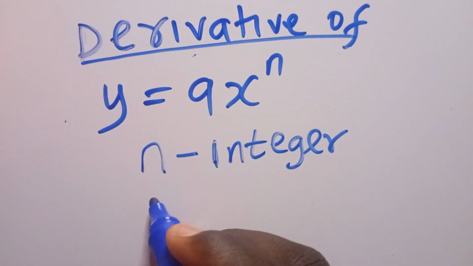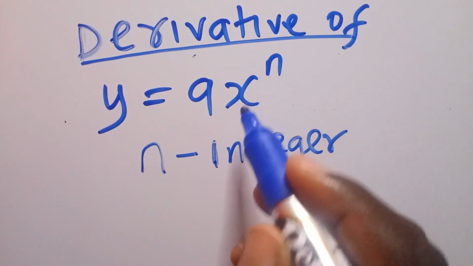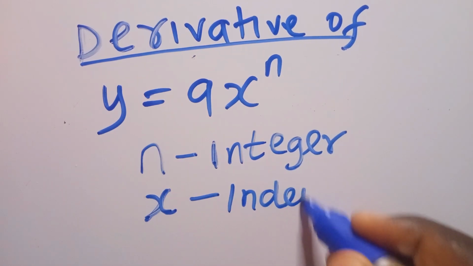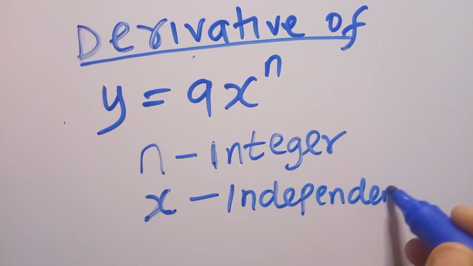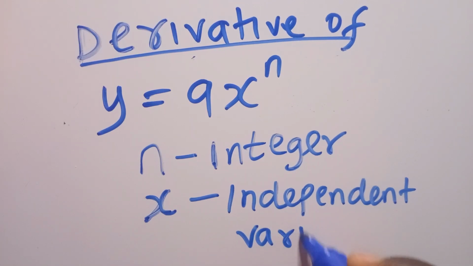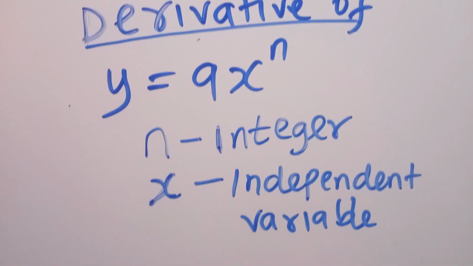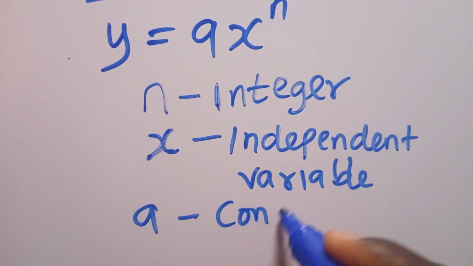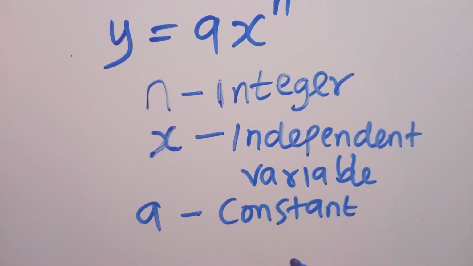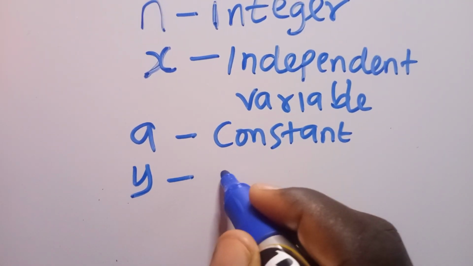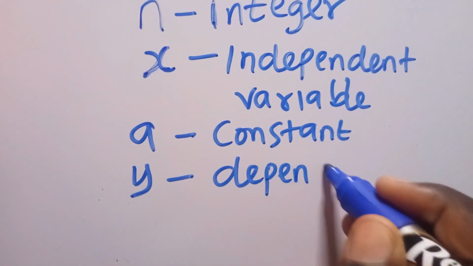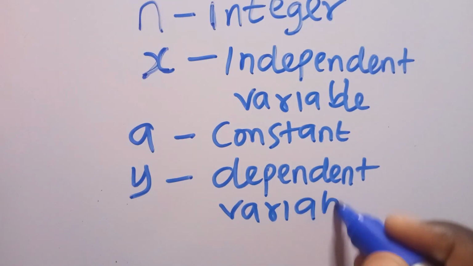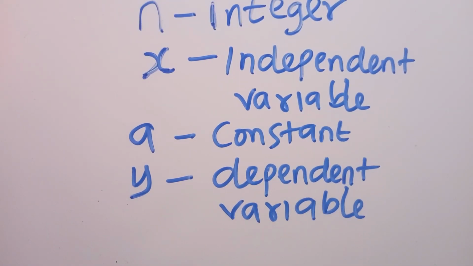Now, we can also say x is an independent variable. Then we can say a is a constant. And y is a dependent variable. It depends on x.